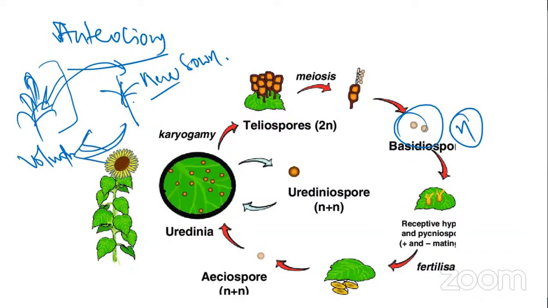It requires another host with respect to the same category of host, right? Sunflower only. If it should be called an alternate host, it should be of another family, right? But here it is of the same species. That's it. So basidiospores will fall on the sunflower. Again, it will combine with the receptive hypha, right?